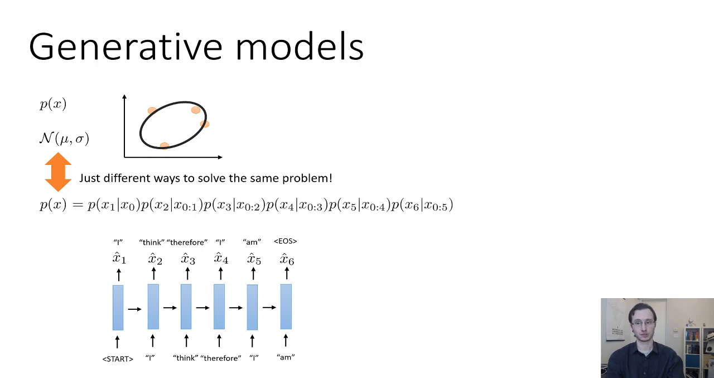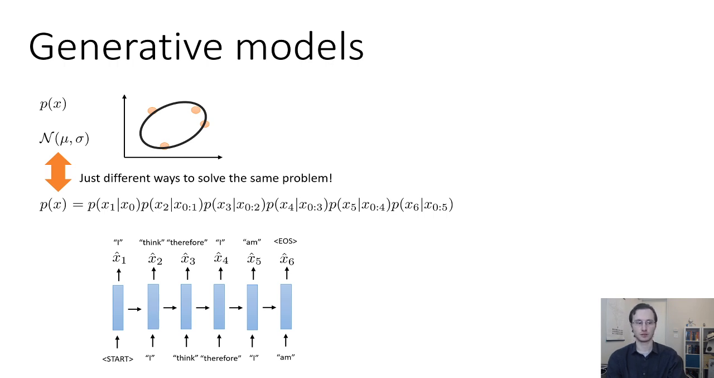It does so by using, in this case, the chain rule of probability. Right? If you recall, the chain rule says that any joint distribution can be factorized as a product of conditional distributions. So if we say that P of x is really P of x0, comma x1, comma x2, comma x3, etc., comma x6, you can write it by the chain rule of probability as P of x0 times P of x1 given x0 times P of x2 given x0 through 1 times P of x3 given x0 through 2 times P of x4 given x0 through 3 times P of x5 given x0 through 4 times P of x6 given x0 through 5.